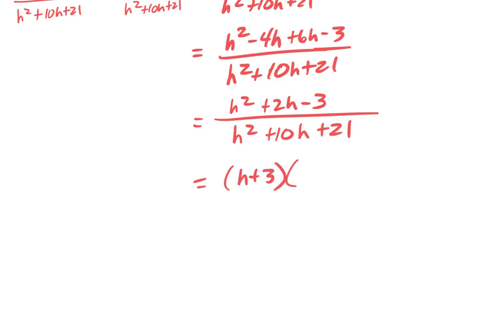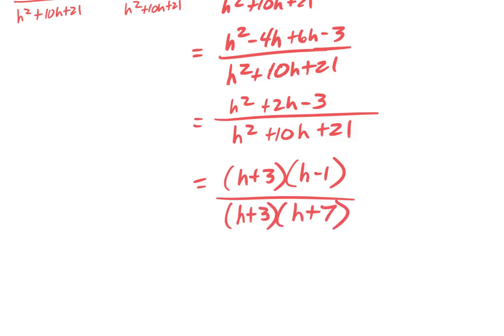H plus 3, h minus 1. On bottom, multiplies to get 21, adds to get 10. 3 times 7 is 21, 3 plus 7 is 10.